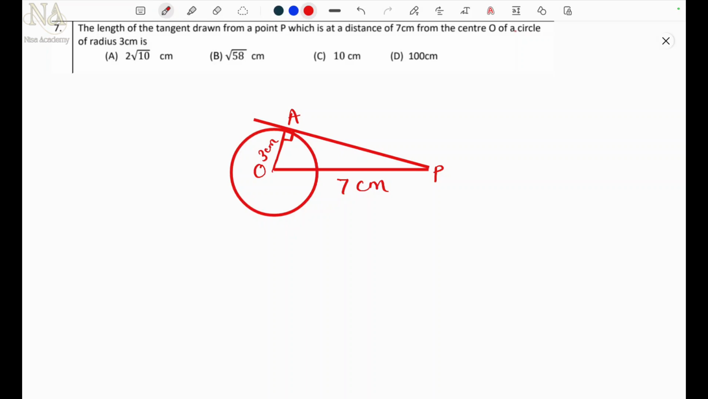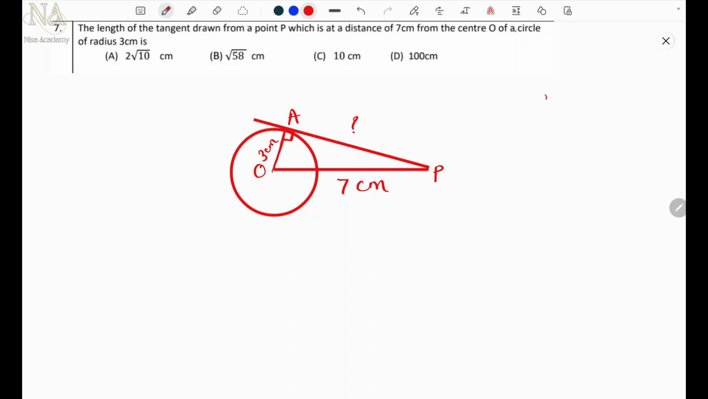So the next problem: the length of the tangent drawn from a point P, which is at a distance of 7 cm from the center O of a circle of radius 3 cm, is. So you can see here, this is a circle of radius 3 cm. P is a point which is at a distance of 7 cm from the center O, that is OP = 7, and you have to find the value of AP, which is the tangent.